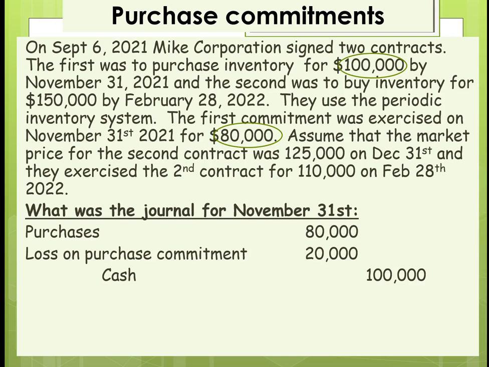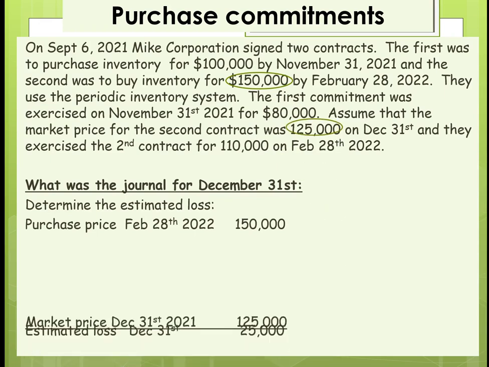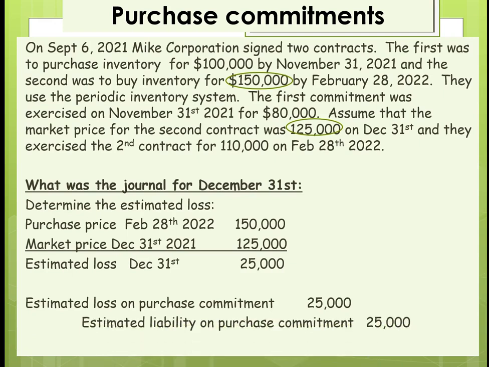Now, what happens in the next year? Or, I'm sorry, at the end of the year, when we still have one more purchase commitment, but the value has dropped. So on December 31st, what we're going to have to do is first determine our estimated loss, which is $25,000. So we're going to have to journalize an estimated loss on purchase commitment and set up a liability.